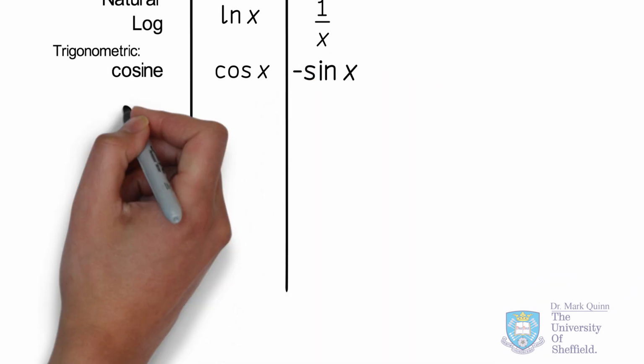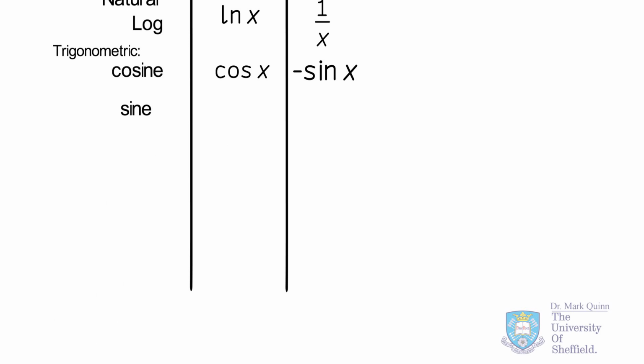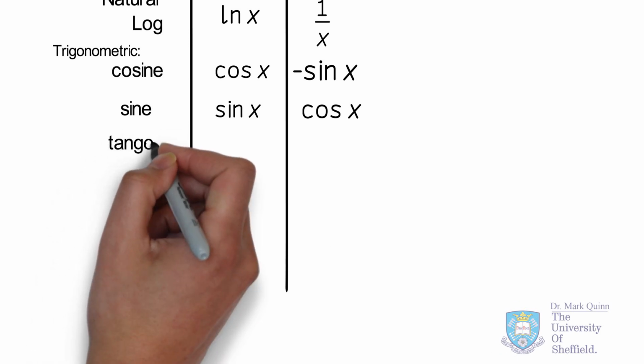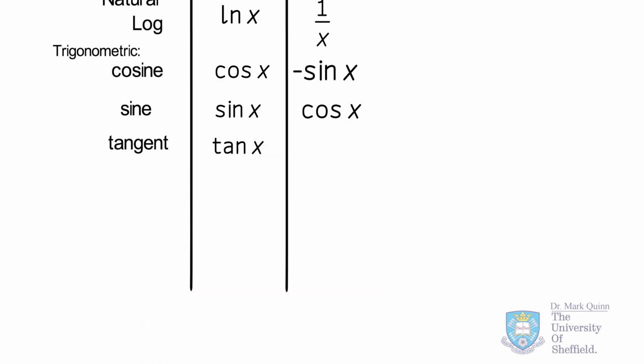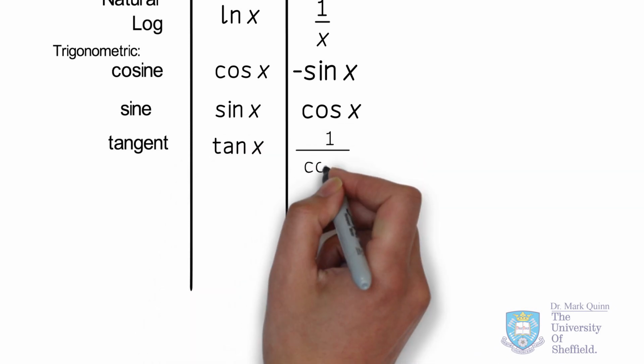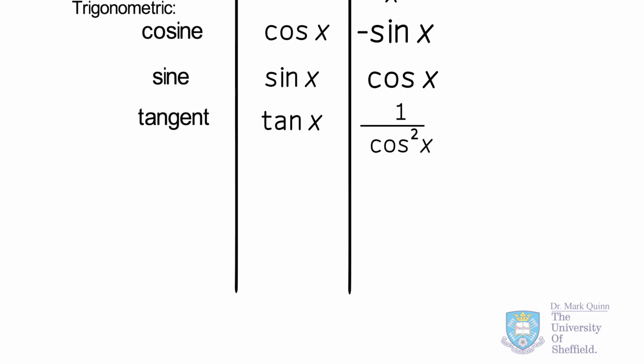Cosine of x, the derivative is minus sine of x. And for sine of x, the derivative is cosine of x. Finally, the derivative of tan x is 1 over cosine squared x.